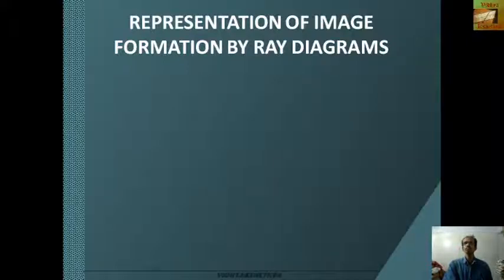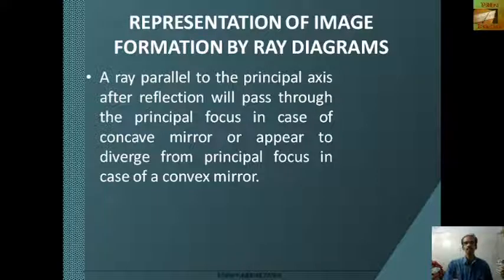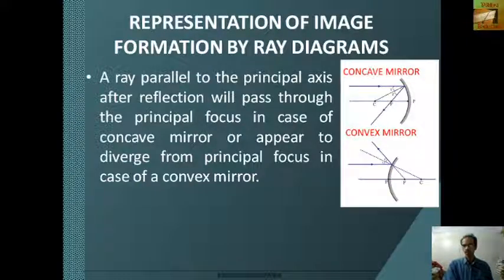For this, there are certain principles. The first one is a ray parallel to the principal axis after reflection will pass through the principal focus in case of concave mirror or appear to diverge from principal focus in case of convex mirror. In this figure, it is shown. In the case of convex mirror, the focus and center of curvature are at the rear of the mirror as shown in the figure.